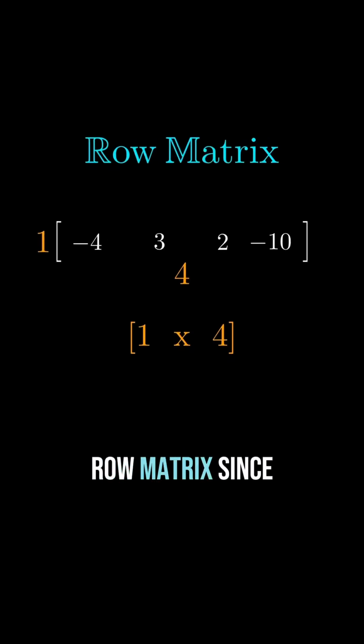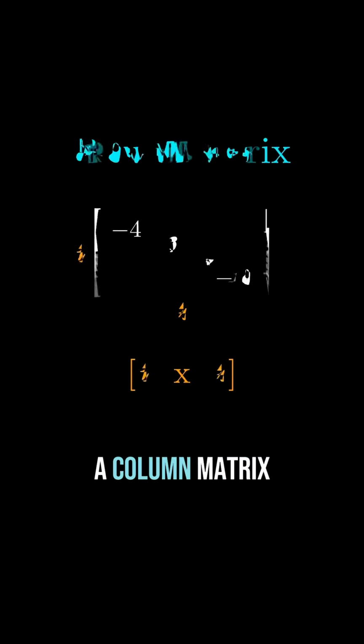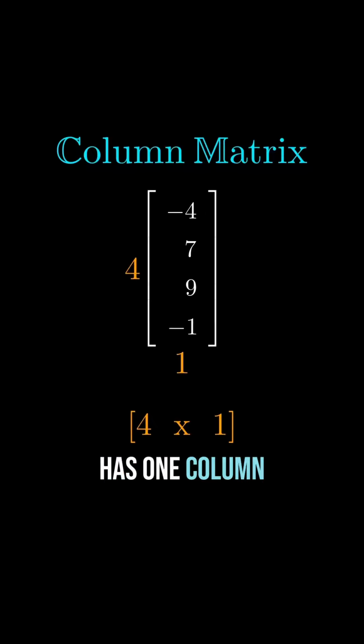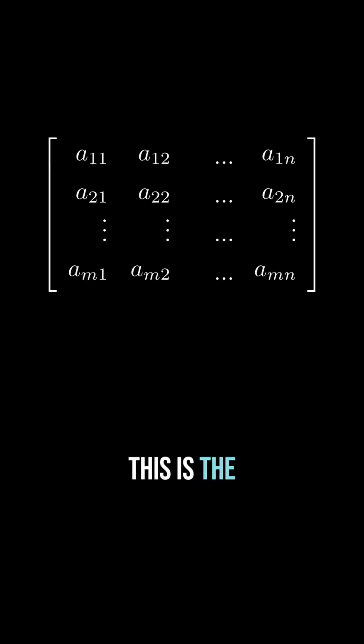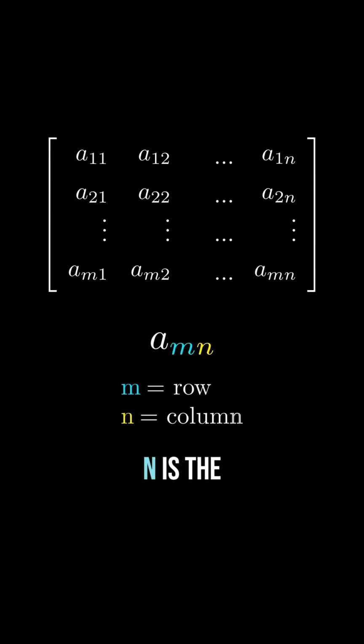This is a row matrix, since it only has one row but multiple columns, and this is a column matrix since it only has one column but multiple rows. In most textbooks, this is the definition of a matrix. The position of an entry A is labeled as A subscript MN, where M is the row and N is the column. So this entry is in row 1, column 2.